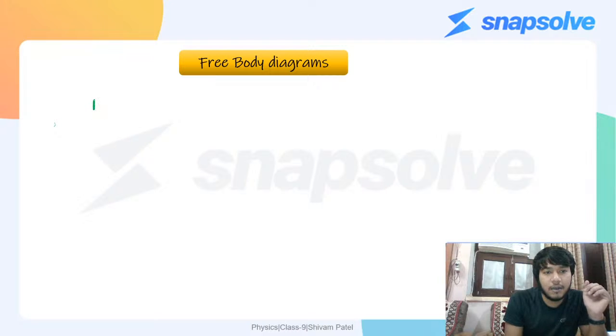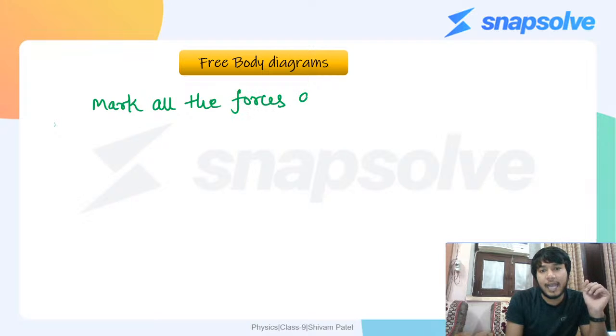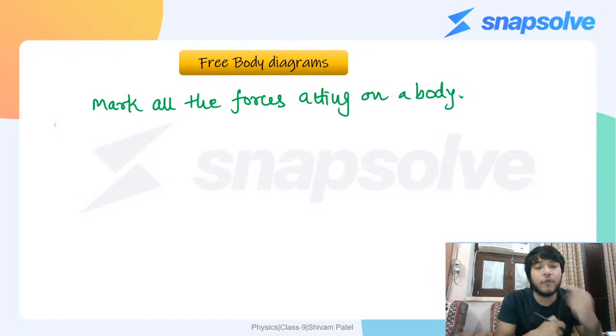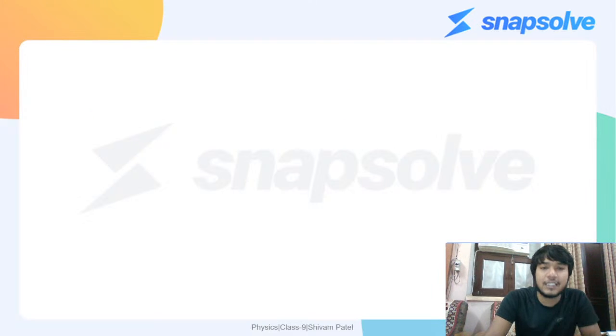Just mark all the forces acting on a body. Okay, please remember, you don't have to mark the forces that the body is applying on others, right? You have to mark only those forces which are getting applied on the body, not those forces which the body is applying. Okay, is this clear or not? Tell me quickly.